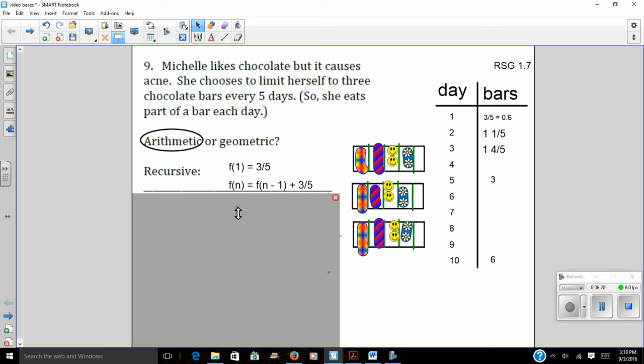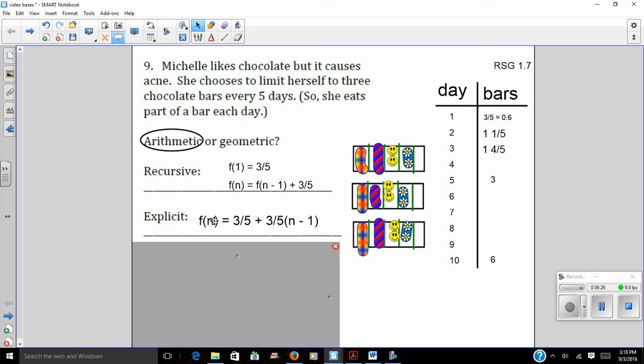Now the explicit function is very similar. There's only one of them, and remember, we use f of n to indicate any term we're looking for, any possible term number, or any number of candy bars that she would eat on a given day. Let's say we're looking for day 18. We could use f of n, and instead of n, we would put 18. But the generalized explicit function here is f of 1, so we plunk in our first term, which is 3/5, plus the common difference of 3/5. We established that we're adding 3/5 of a candy bar each day, times n minus 1. And that is our explicit function for problem number 9 in RSG 1.7.